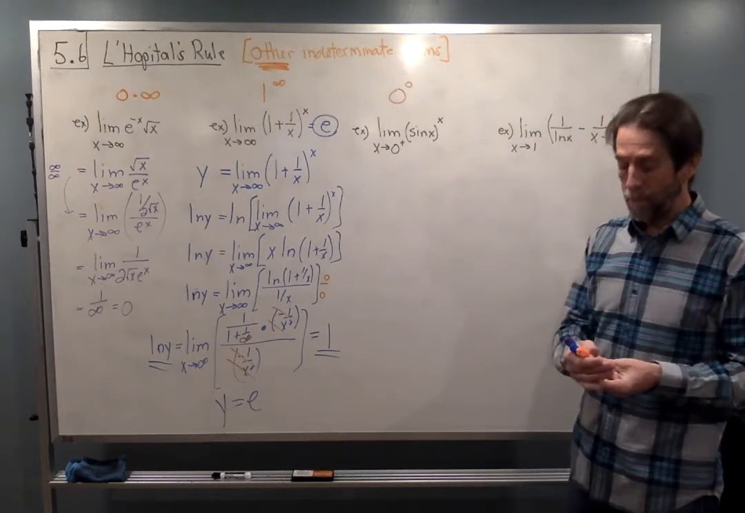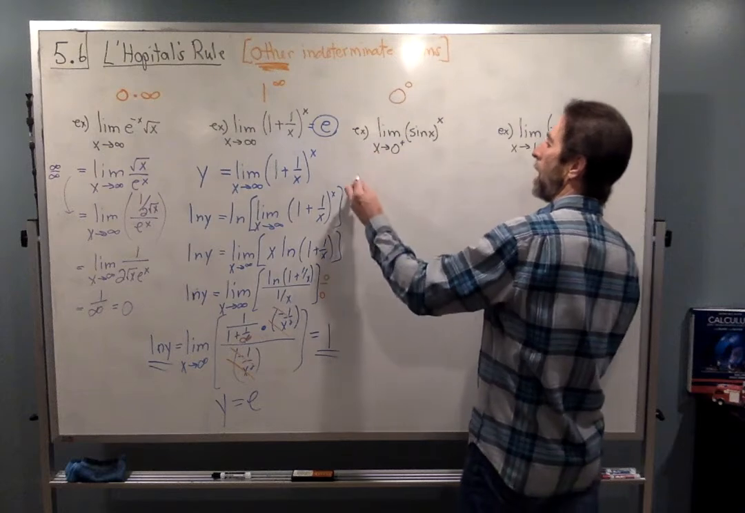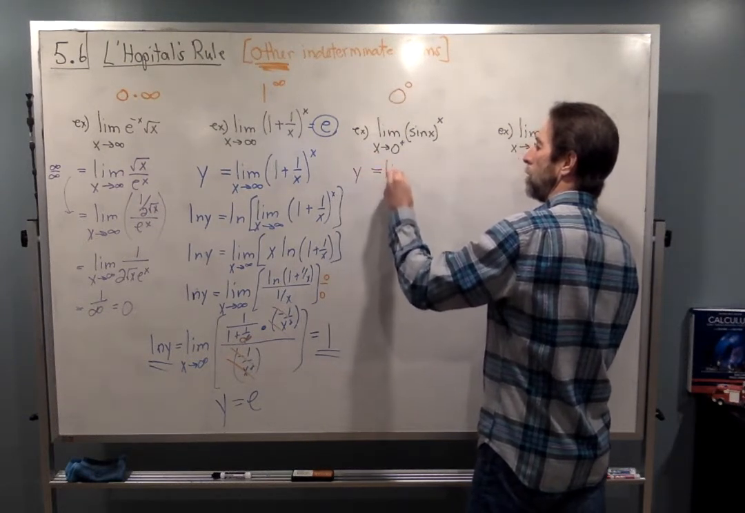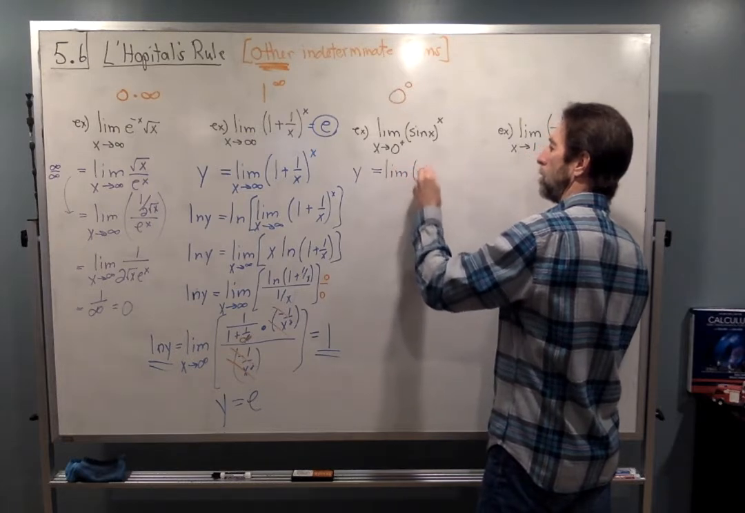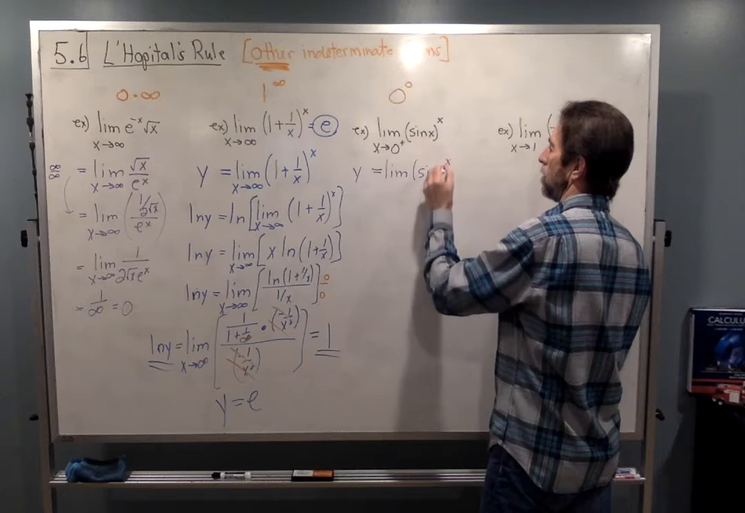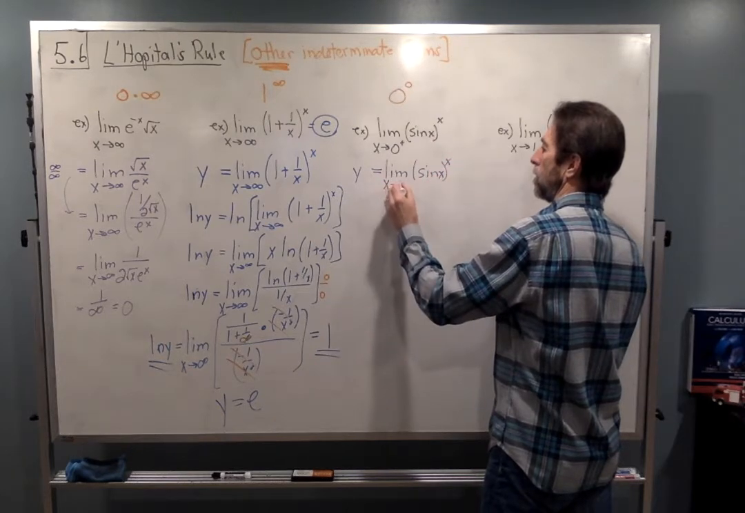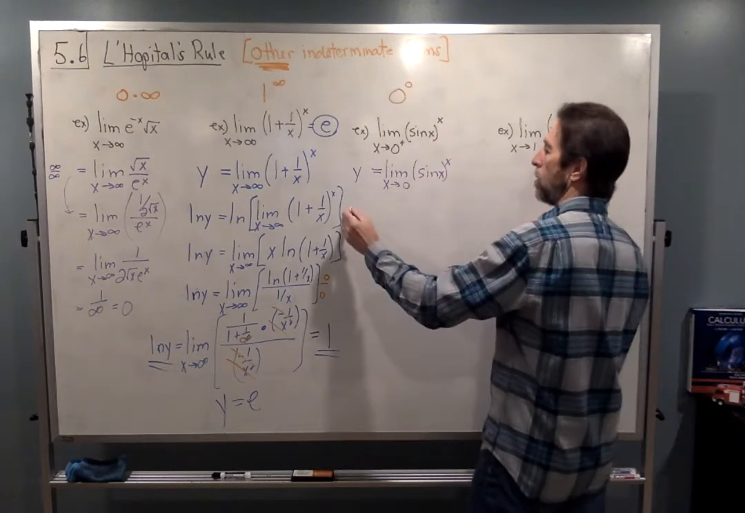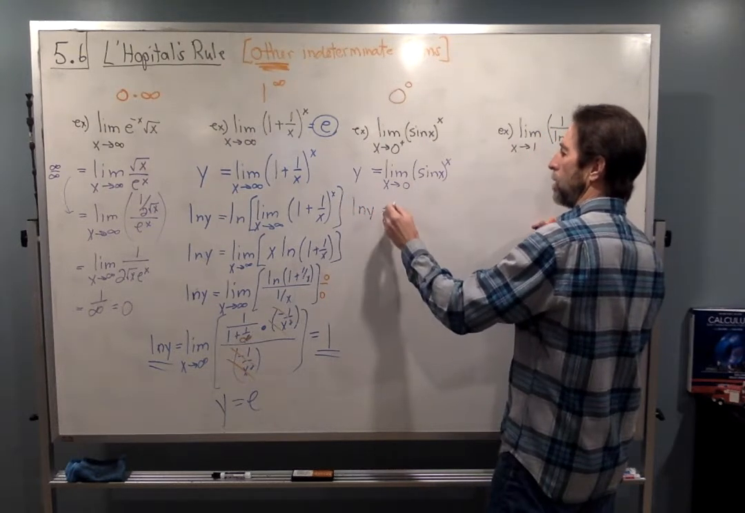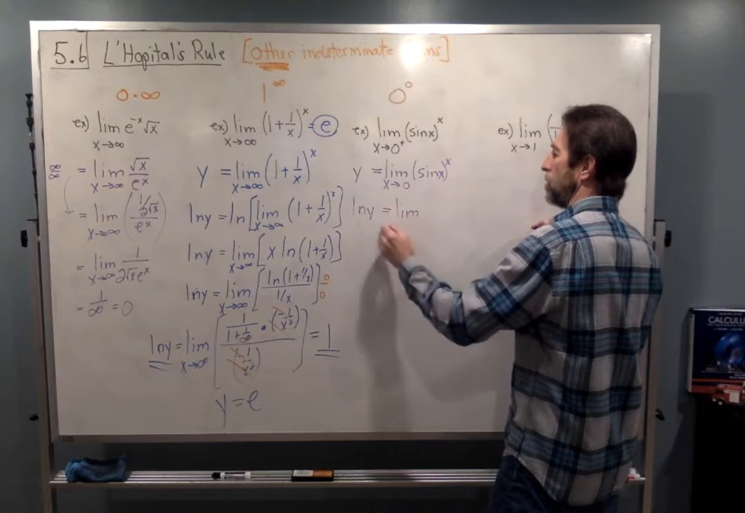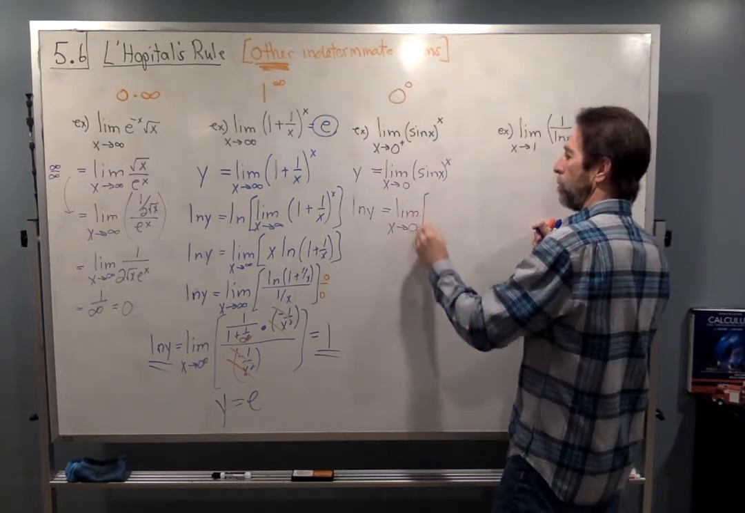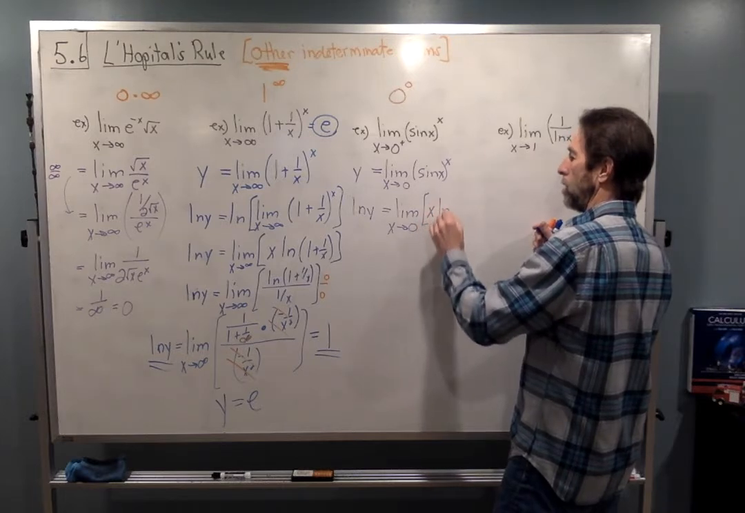But I'm going to use the same technique. I'm going to let y equal that whole expression. Now I will take the log of both sides. And doing that, it's going to allow me to write the limit as x goes to 0. That x can now be put in front of the log.